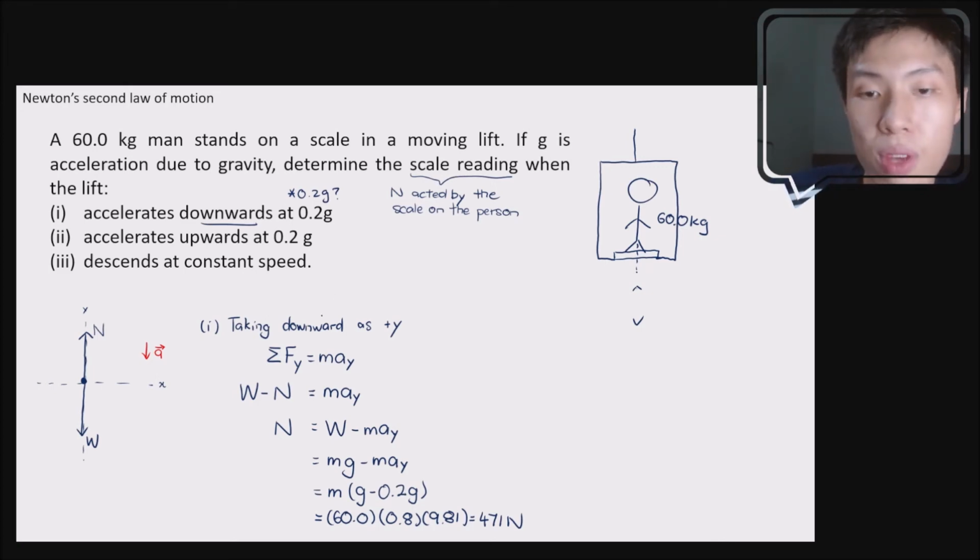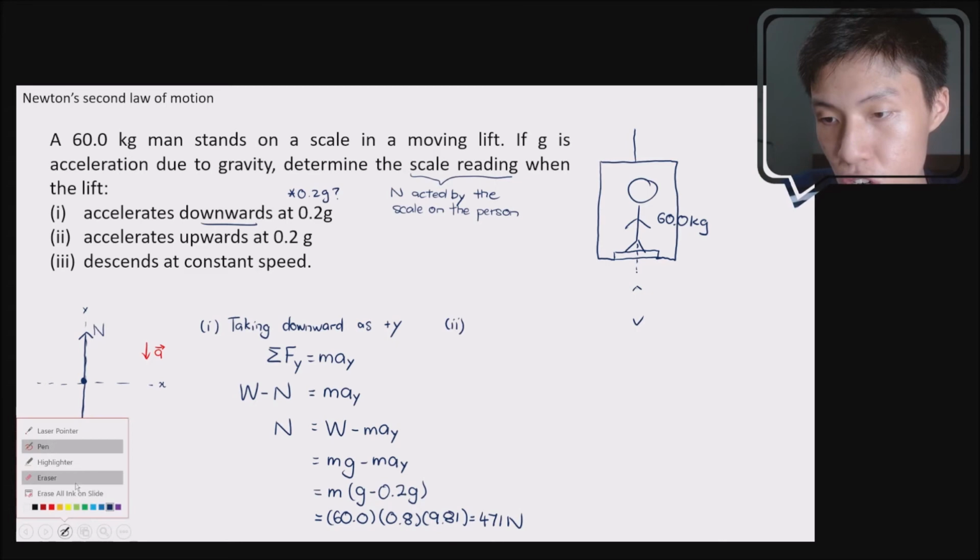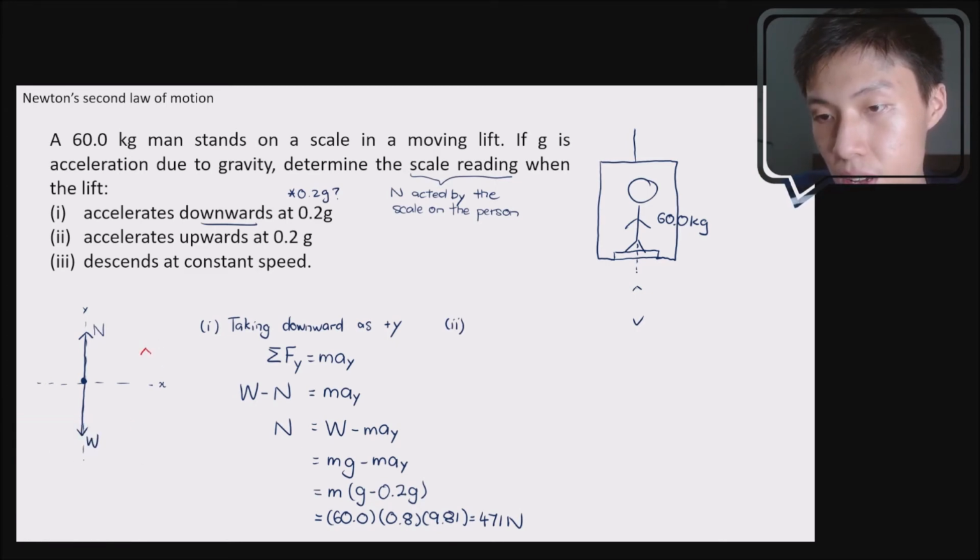Okay, now what if we are in situation 2 where we are accelerating upward instead? So now this situation, we will need to change. Our acceleration is pointing up right now.